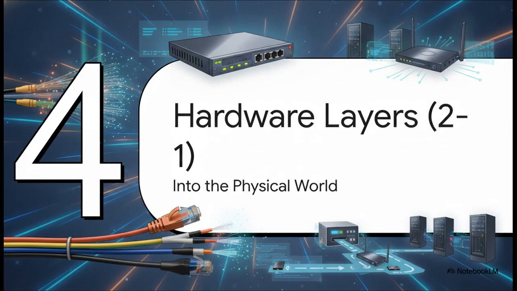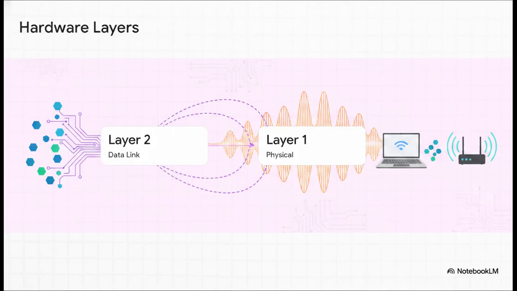All right, Section 4, Hardware Layers 2 and 1. We are now entering the physical world. These final two steps are where those logical, digital IP addresses are translated into actual, physical reality. This is exactly how data physically jumps from your laptop over to the router sitting in your living room.